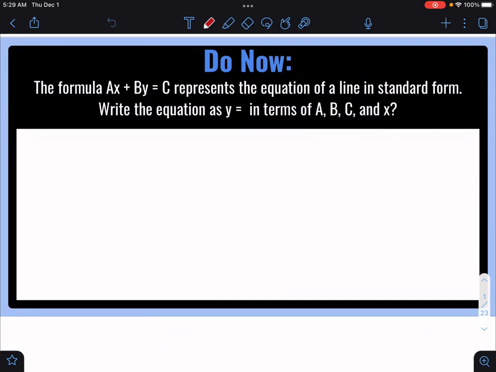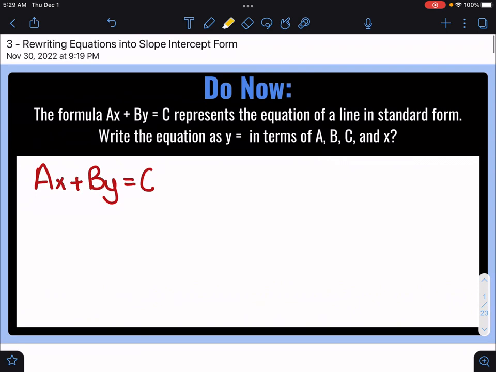It says, the formula ax plus by equals c represents the equation of a line in standard form. Write the equation as y equals in terms of a, b, c, and x. Alright, let me first circle my y so I understand what I'm trying to get by itself. If I'm trying to get that y by itself, it's connected to that by. So first I should get rid of the ax. That ax is positive, so I'm going to subtract it.